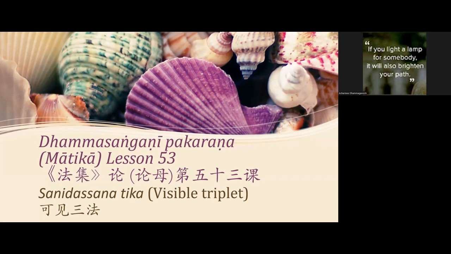Today we will be talking on the Sanidassana Tika, the visible triplet. Now this is the last, or the 22nd, triplet among the Tika, the triplets section. And next we will be moving on to the couplets, the Dukkhamattika, starting from our next lesson.